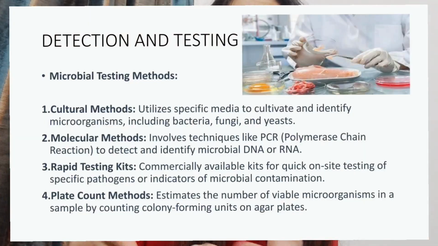These methods involve techniques like PCR, polymerase chain reaction, to detect and identify microbial DNA or RNA. Then we have rapid testing kits, which utilize commercially available kits for quick on-site testing for specific pathogens or indicators of microbial contamination. Last but not the least, we have plate count methods. It estimates the number of viable microorganisms in the sample by counting colony forming units on agar plates.